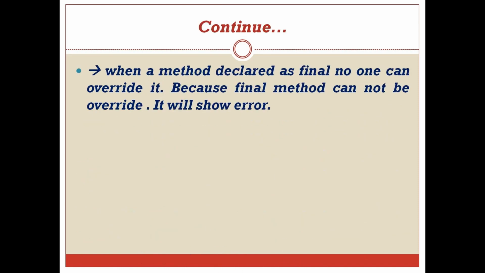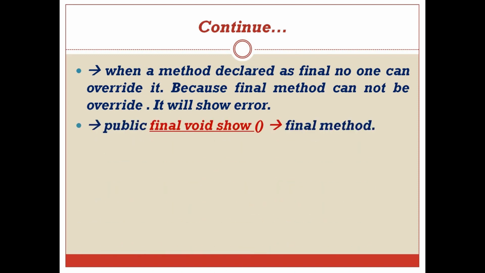Another thing is, when a method is declared as final, no one can override that method, because a final method cannot be overridden. It will show an error. Like final variables, whose value is constant, a final method cannot be overridden in the child class. So, public final void show. If we mention the final keyword before the method name, that method is treated as a final method.